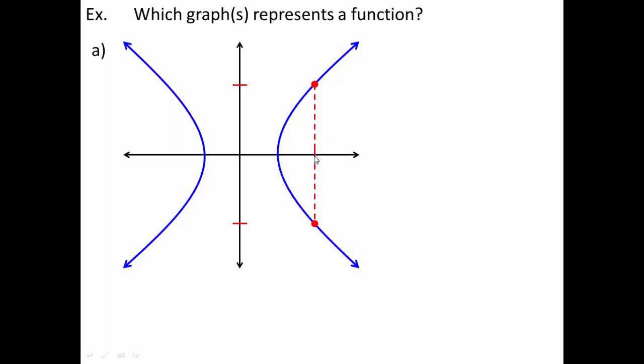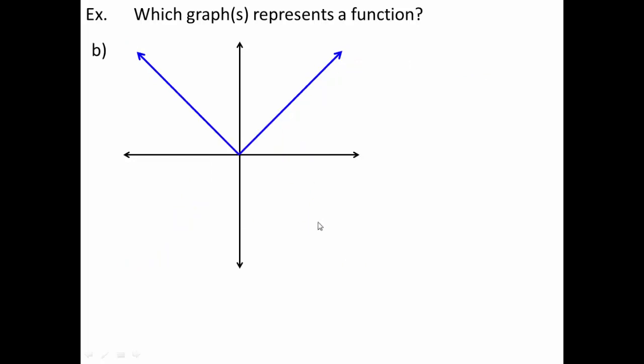If I plugged in x equals, let's say if this was x equals 5, the graph is showing me that the y value could be, let's say, positive 3 and negative 3 at the same time. So this one does not pass the vertical line test, thus it is not a function, because at a specific domain value, I have two separate range values.